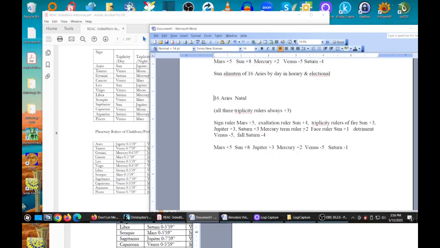Mercury is the term ruler, +2. Face ruler is the Sun, +1. And then detriment is Venus, and fall is Saturn. Okay, so we add it up again. Mars is +5, Sun is +8, Jupiter's +3, Mercury's +2, Venus is -5, and Saturn's -1.